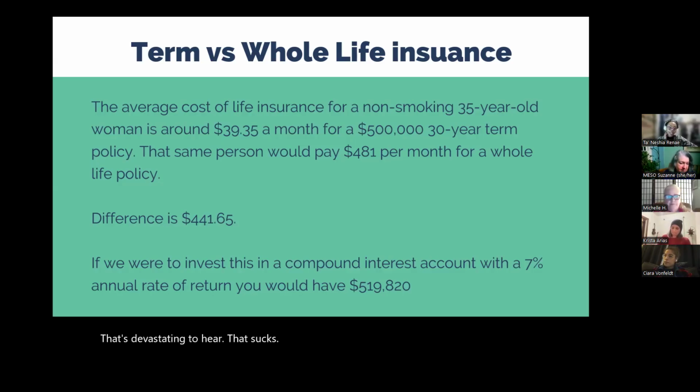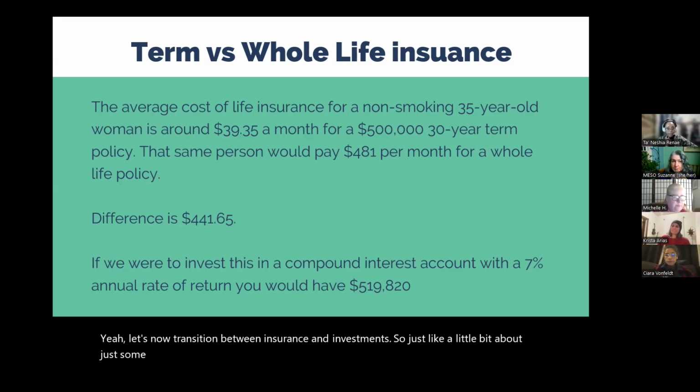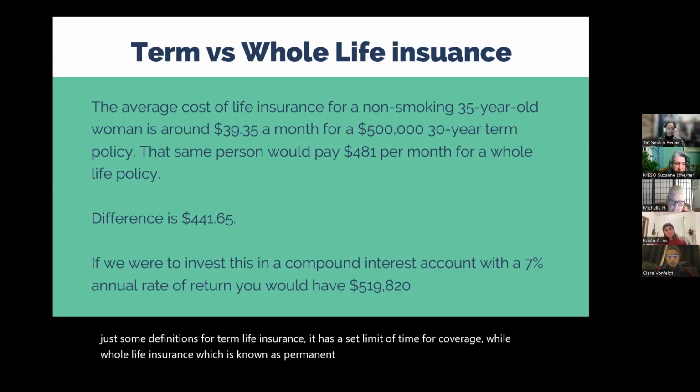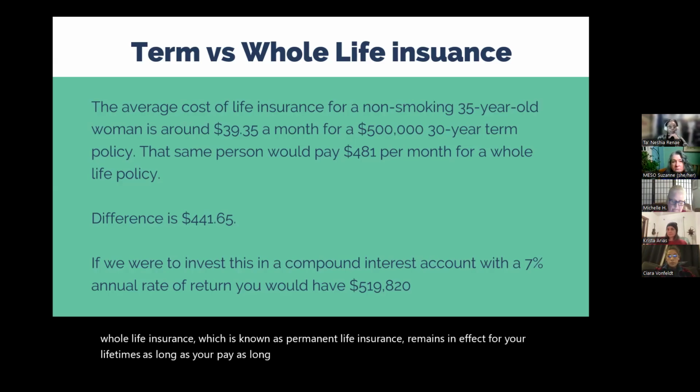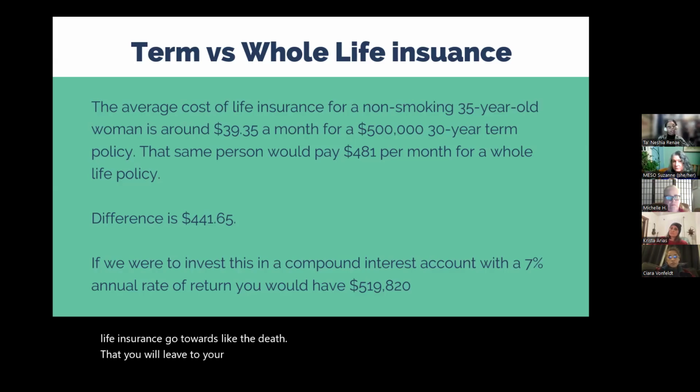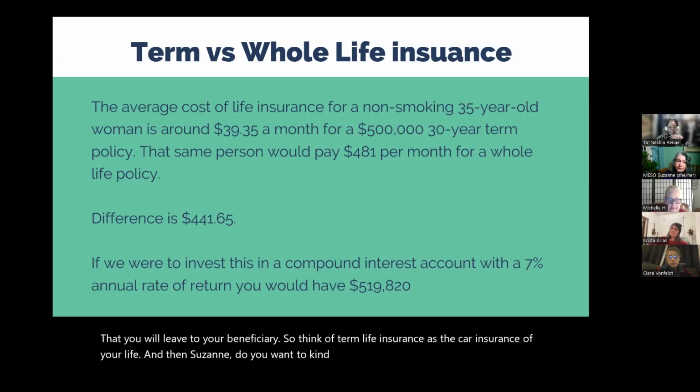Let's now transition between insurance and investment. Just a little bit about some definitions for term life insurance. It has a set limit of time for coverage, while whole life insurance, known as permanent life insurance, remains in effect for your lifetime as long as you pay your premiums. The premiums you pay for term life insurance go towards the death benefit you will leave to your beneficiaries. So think of term life insurance as the car insurance of your life. Suzanne, do you want to touch on some of your term life experience?